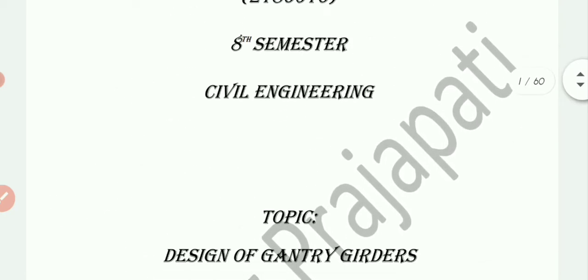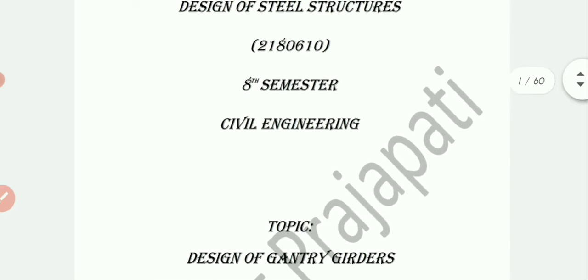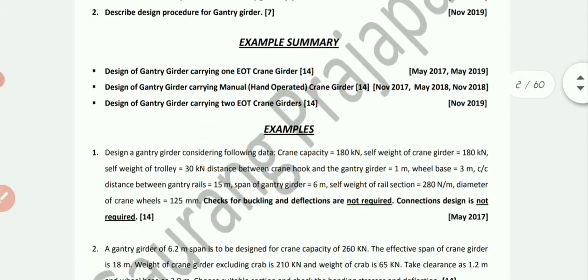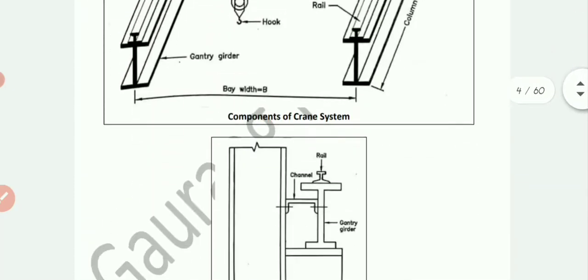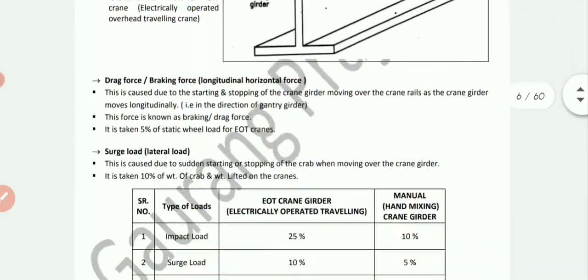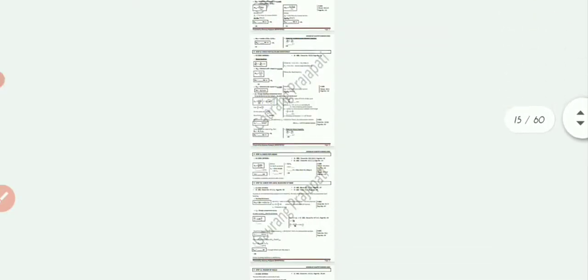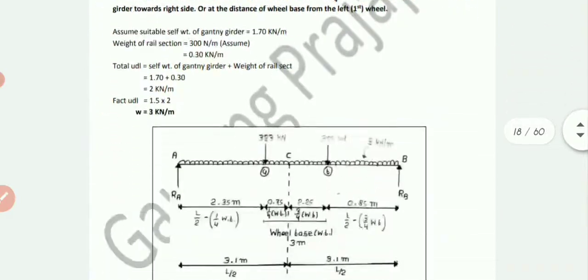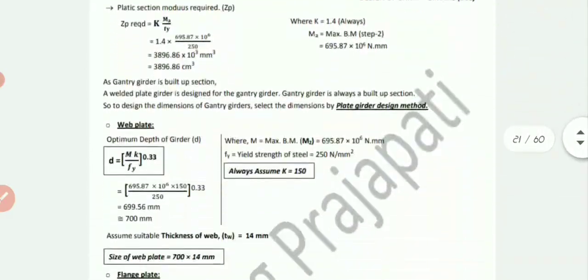Today I am going to cover the topic of design of gantry girders of the subject design of steel structures, 8th semester civil engineering. In the previous two videos I have covered the design of EOT crane girder acting on gantry girder. Now in this video we are going to cover the topic of design of gantry girder carrying manual crane girder.